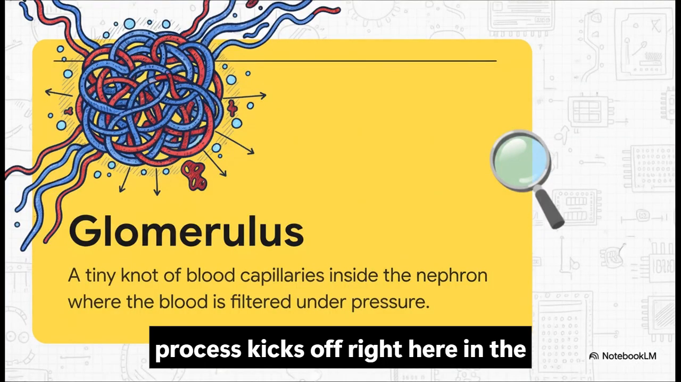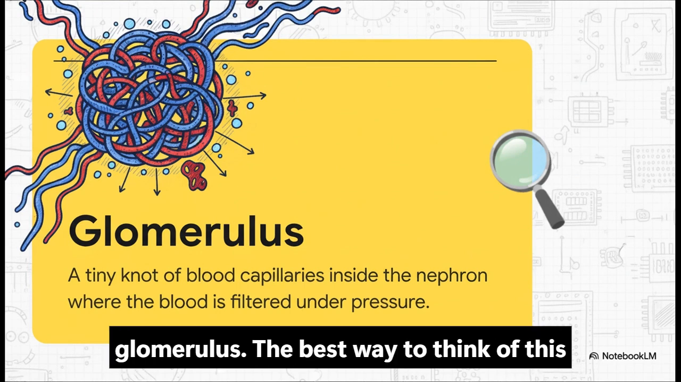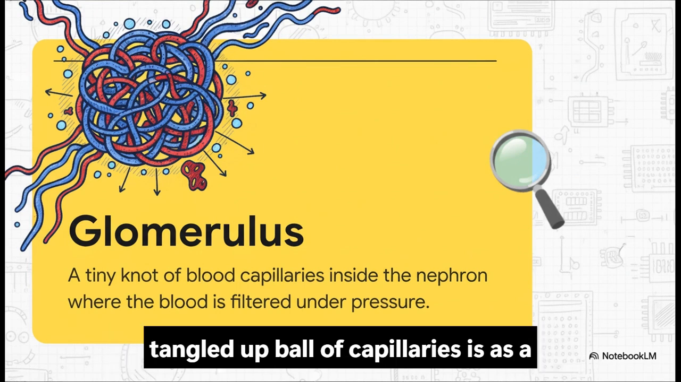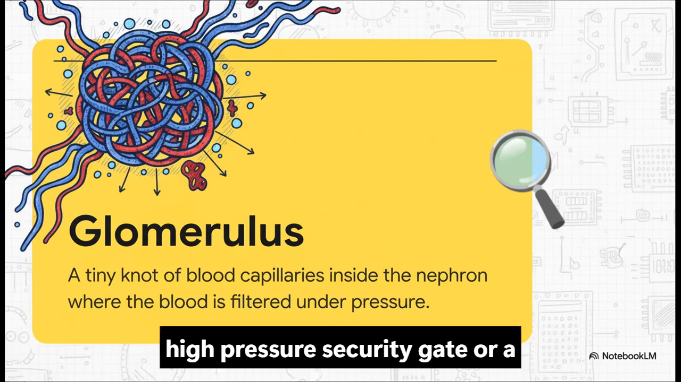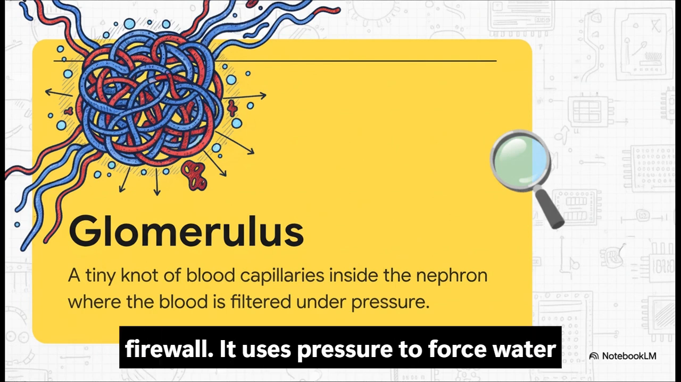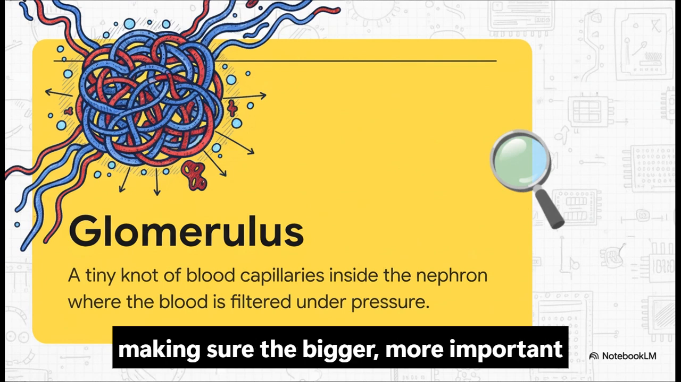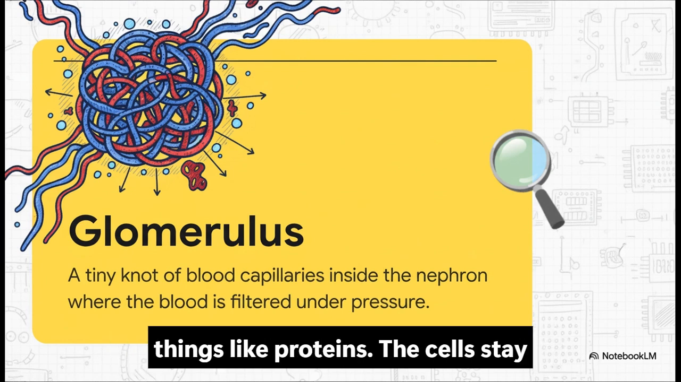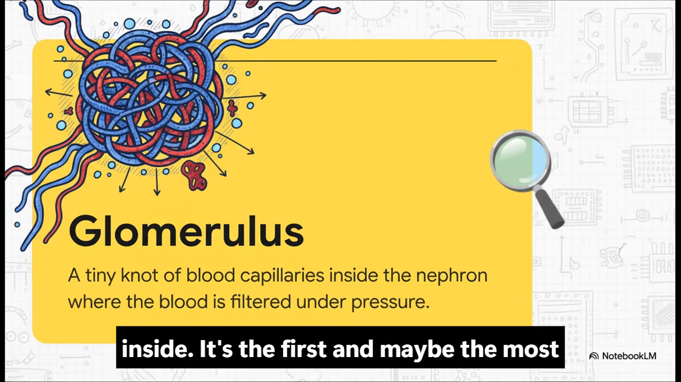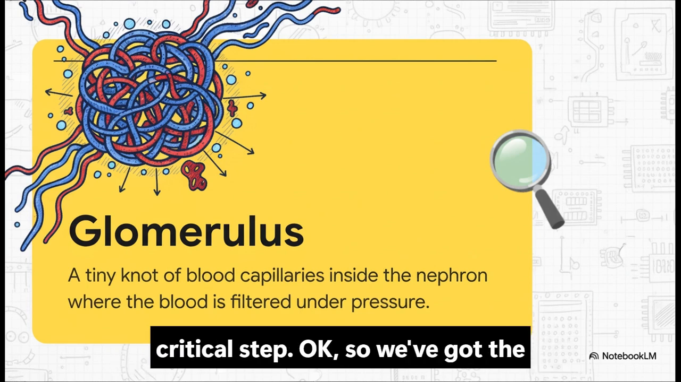The whole process kicks off right here, in the glomerulus. The best way to think of this tangled-up ball of capillaries is as a high-pressure security gate or a firewall. It uses pressure to force water and tiny particles out of the blood while making sure the bigger, more important things, like proteins and cells, stay inside. It's the first and maybe the most critical step.